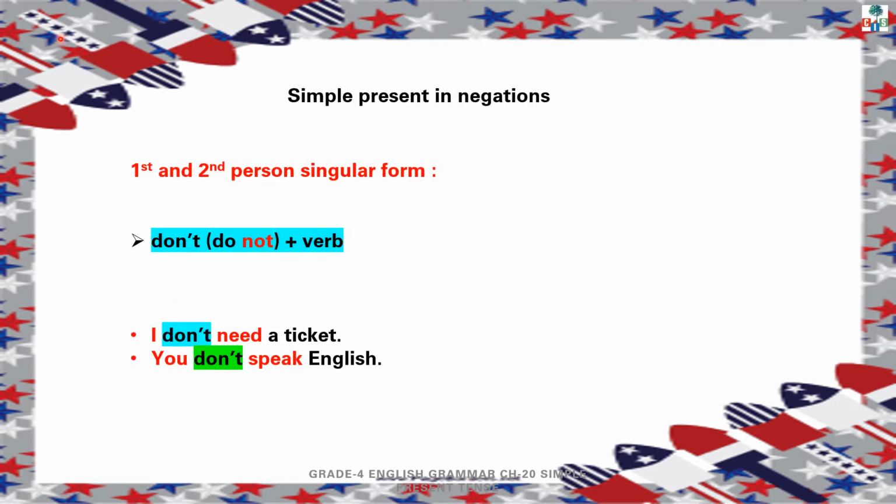Now let's see how to frame a negative sentence in the simple present tense. For the first and second person singular form, we use an auxiliary verb do and we add not to it. So it becomes do not. And with it, we add the base form of the verb. For example, I don't need a ticket. You don't speak English.